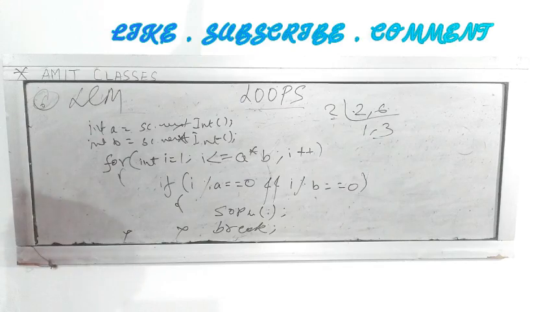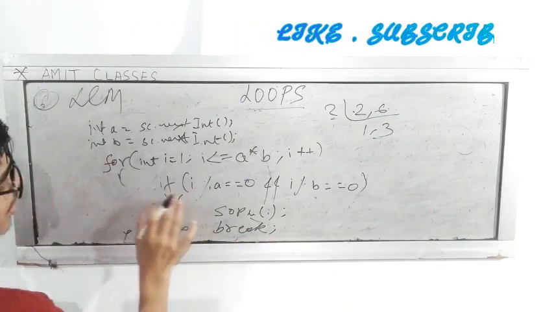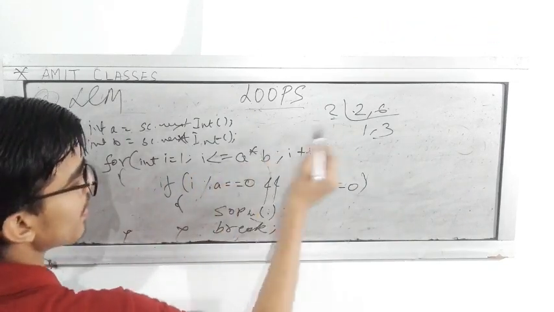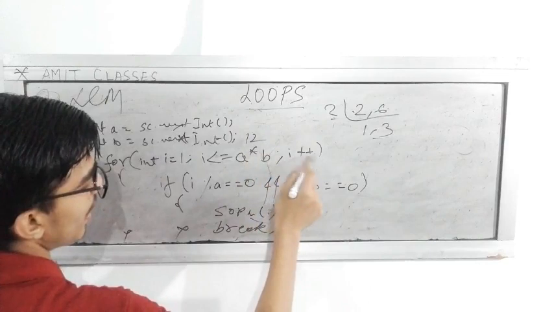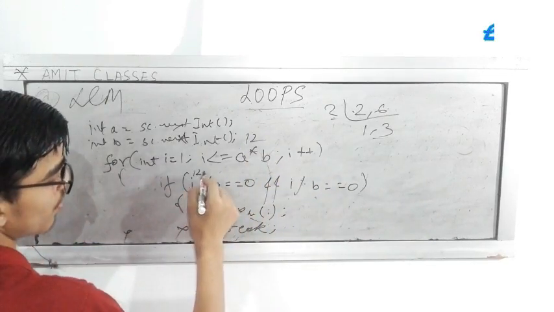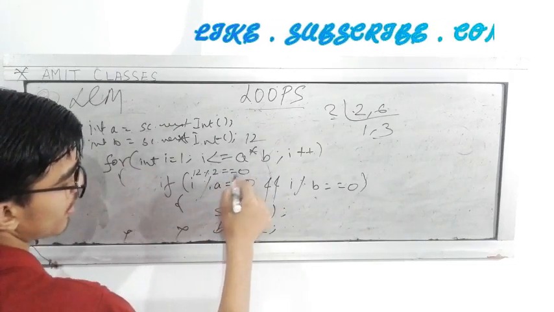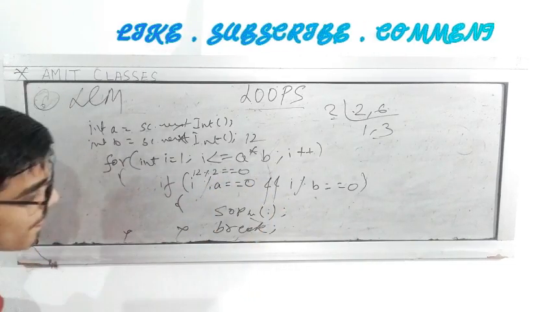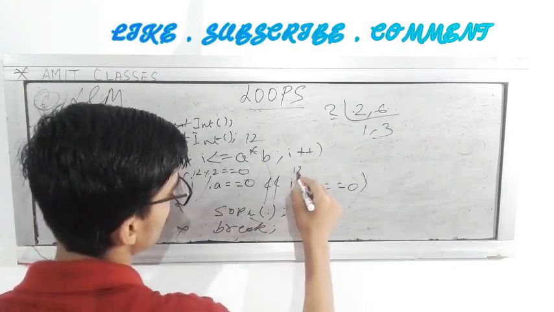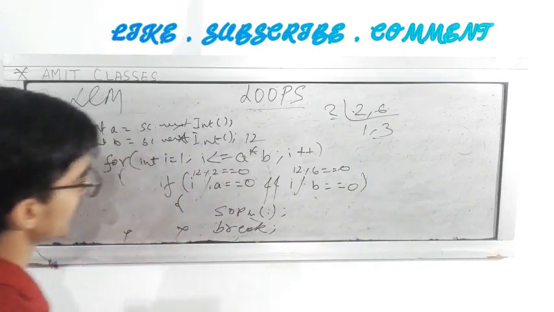Will break here and I will be printed. So now what is the logic behind this? So I is 1, I is less than a into b, 6 and 8, 12, I plus plus. I means 12 mod 4 is equal to 0, yes, and 12 mod 6 equal to 0, yes.